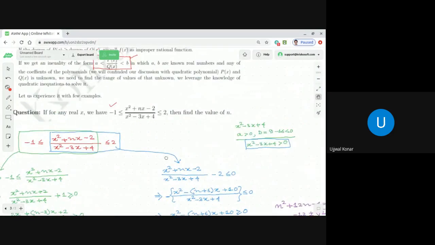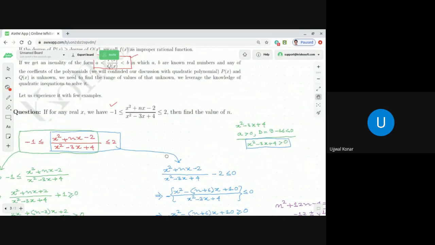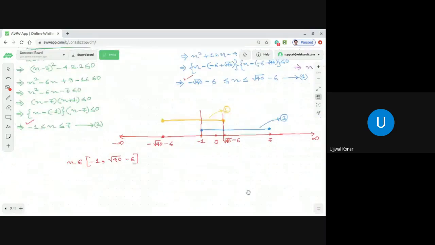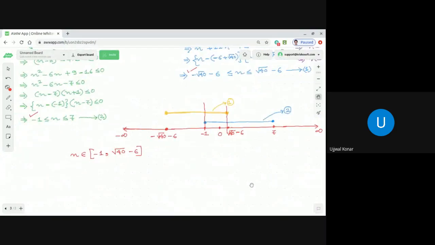You got it? This inequation is going to be true if we take the value of n in the closed interval minus 1 to square root of 40 minus 6. So this is quite a new type of problem. Correct or not? Now, dear students, the next problem we are going to discuss, I'm just going to give you a little bit of hints and you need to solve it and do let me know.